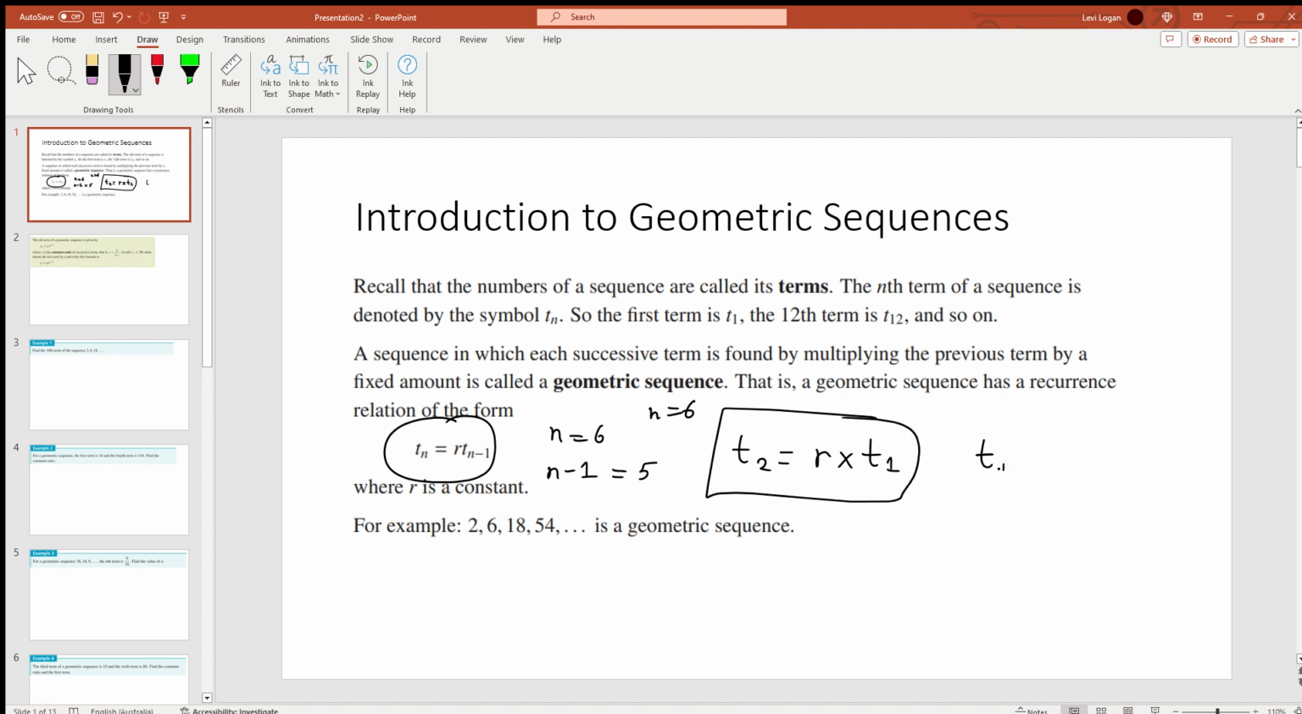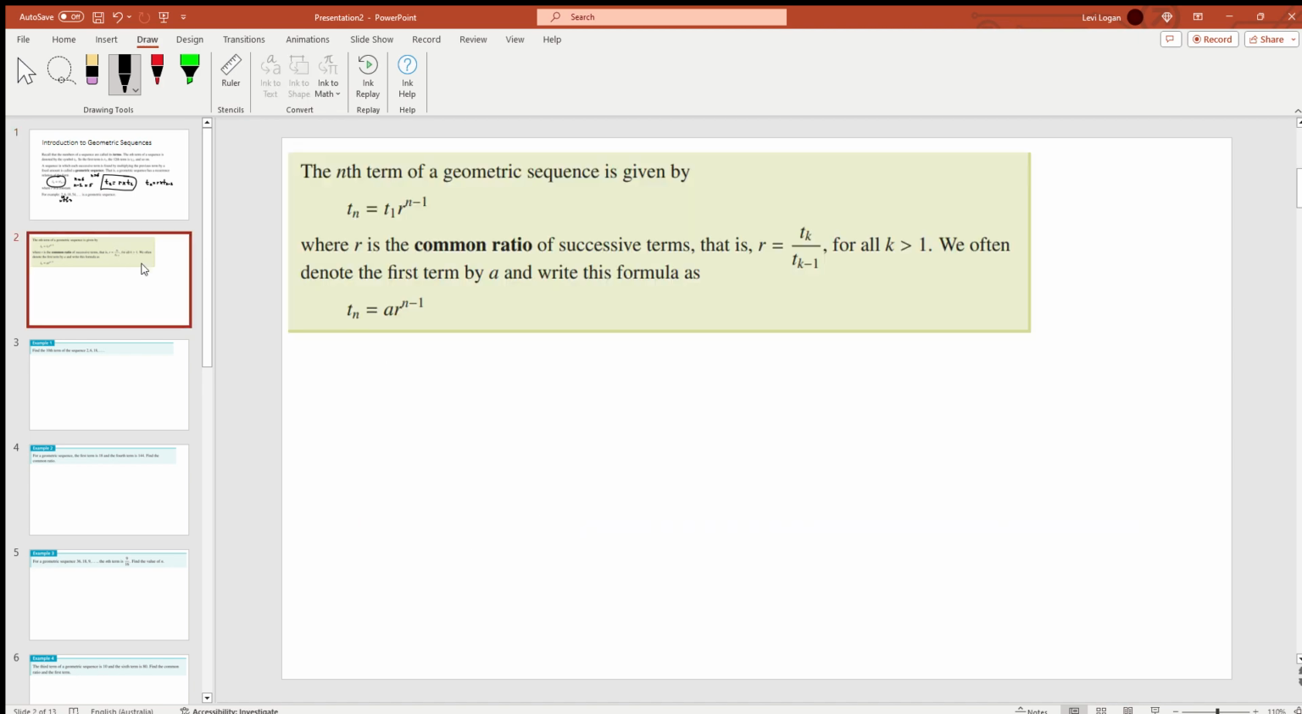So if you see t of n equals r times t of n minus 1, it means, to work out my next term I need my constant, and I multiply by the previous term. Okay, and then they have an example of a geometric sequence here. This one, it's getting times by 3 and so on and so forth. Okay, let's go to the next slide.